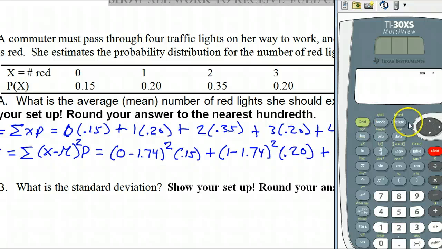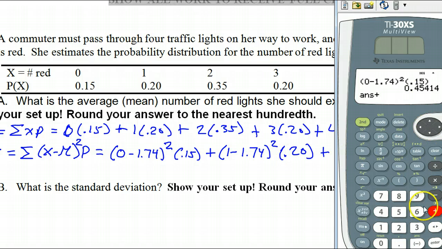Okay, that worked out okay. All right, it's good enough. So here I go. I'm doing 0 minus 1.74 squared, times 0.15. Okay, and that's the first term. And I would just keep doing that over and over again, adding and adding and adding.